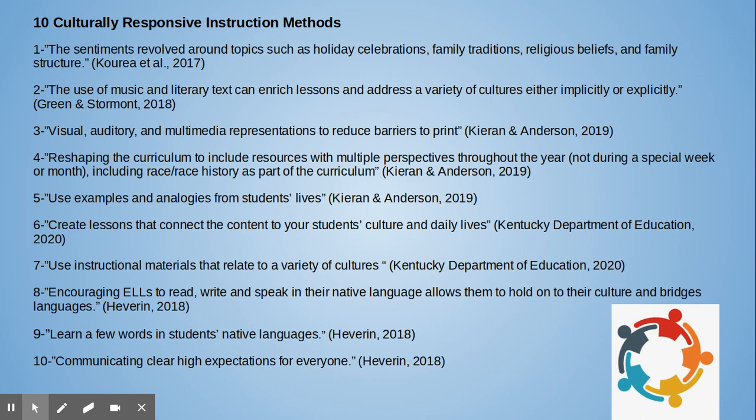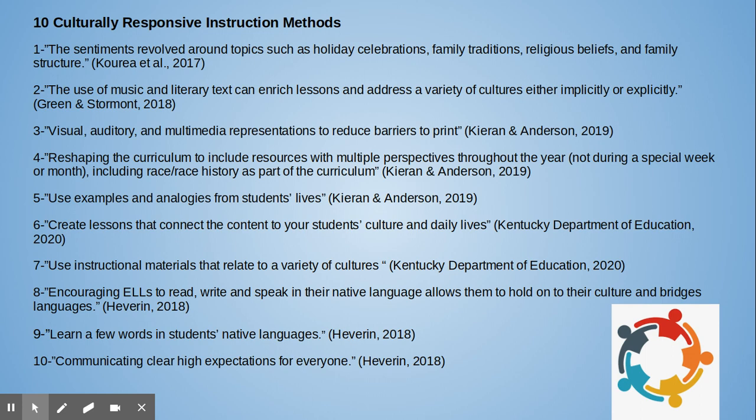Use instructional materials that relate to a variety of cultures, not just yours, not just theirs, but open their eyes to others. Encourage them to read and write and speak in their native language. And that's what we tried to do for two reasons. It lets them hold on to who they are and where they're from, but it also helps them to ease into the English language. Learn a few words in the student's native language. I thought I would try to do that, but Lordy, I just couldn't. Spanish is one thing. Korean, it's a little bit different. But if you're capable, there's no doubt in my mind things of that nature would go very far.